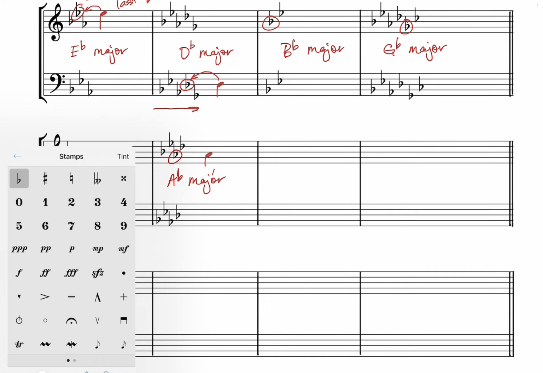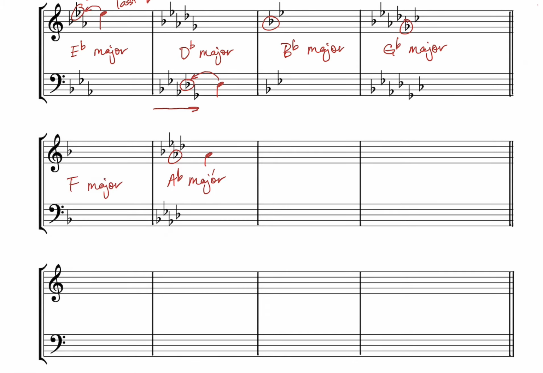Let's review sharps. If I give you two sharps, can you identify the name of the key? Hopefully you identified the last sharp as C sharp. We then go up to the next letter name up, and that is the name of our key, D major.